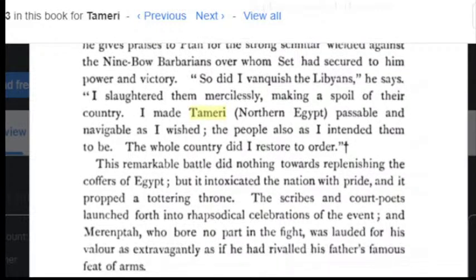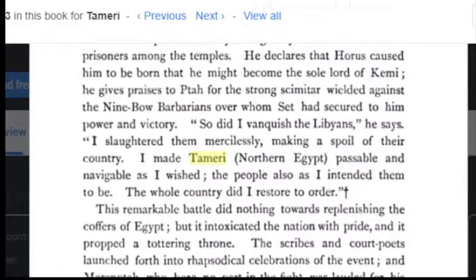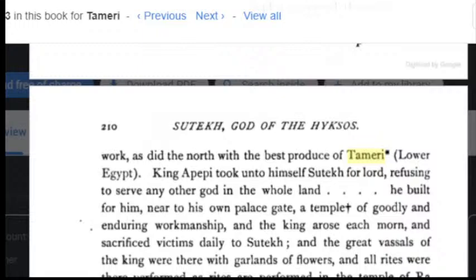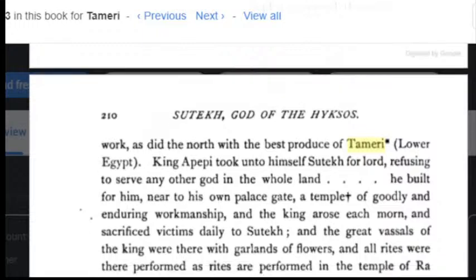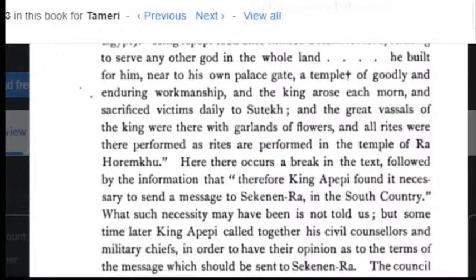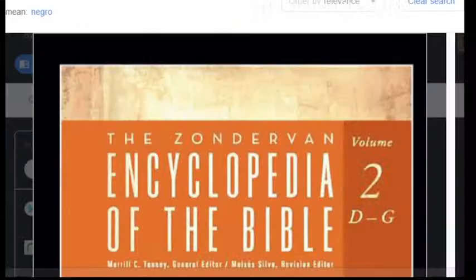Right? So there are two sources. You know what I'm saying? I made Temeri, in quotation, northern Egypt, passable and navigable as I wished. Quotation has lower Egypt. Reference that, go to the Zondervan. I re-edited it. This is an older version that is not available anymore on the market. All right, and so you'd be hard pressed to try to find it.